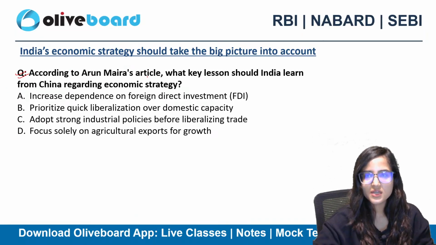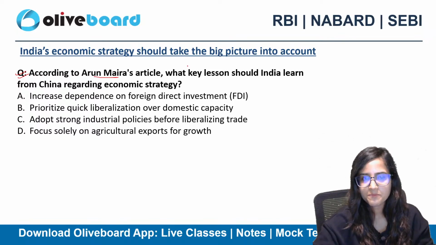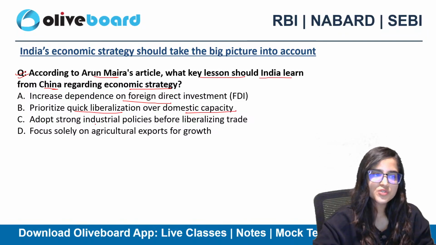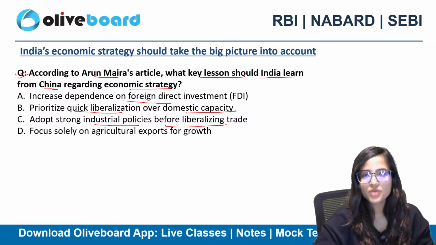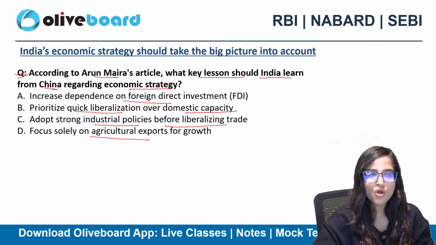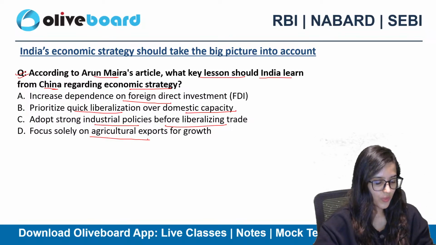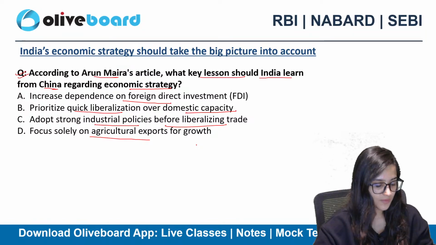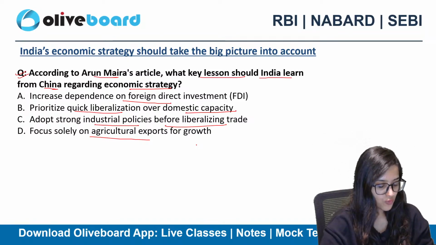to Arun Maira's article. So this article is written by Arun Maira. What key lesson should India learn from China regarding economic strategy? Increase dependence on FDI, prioritize quick liberalization over domestic capacity, adopt strong industrial policy before liberalizing trade, focus solely on agricultural exports for growth. Quickly give me the answer, all of you, all those who are watching the video. There are so many of you who are attending the class and I want all of you to participate.